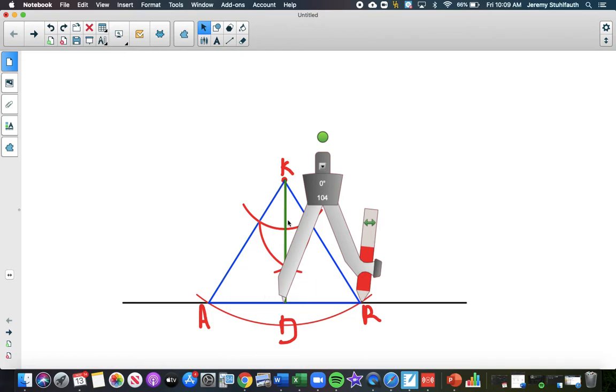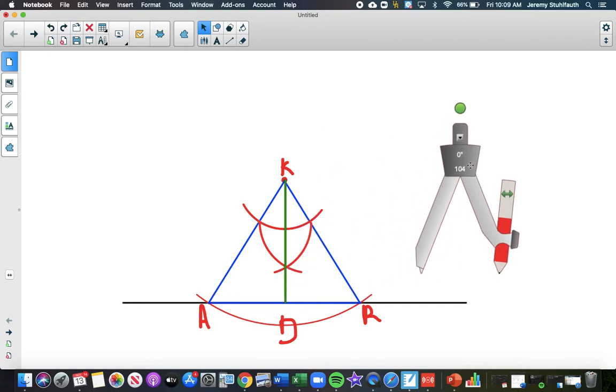So ADK and RDK, compare those angles. Those angles are both right angles. They're supplementary because we know that KD bisects this at a right angle, which means that it is an altitude. So KD is a median to the base because it goes from vertex to midpoint. It is an angle bisector because we bisected the angle, and it is the perpendicular bisector of AR, so it is also an altitude.